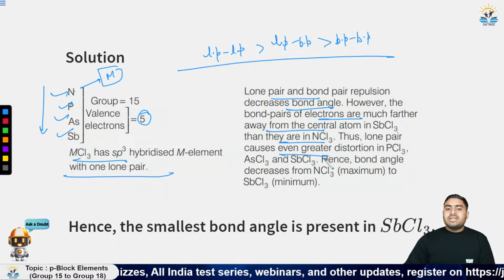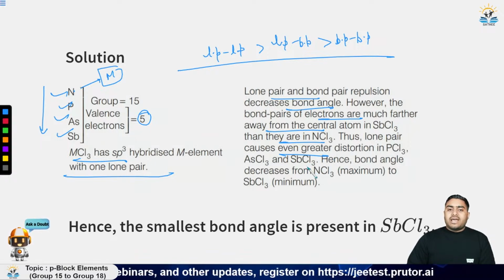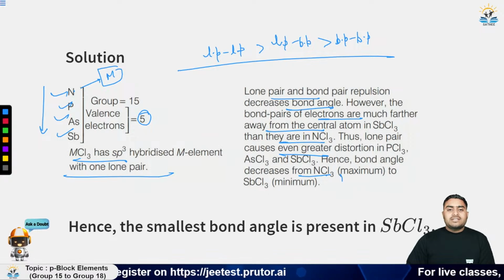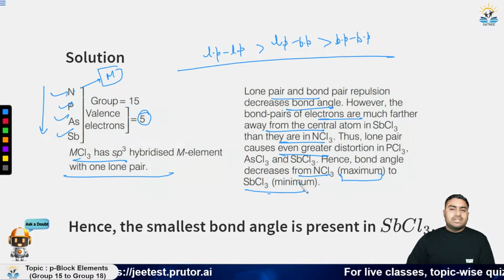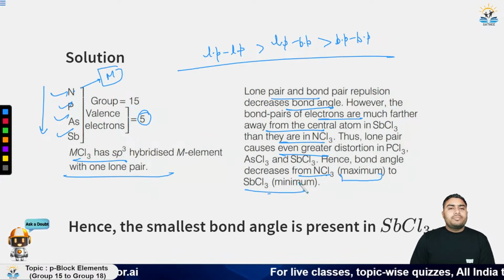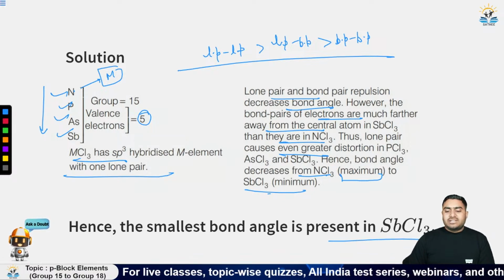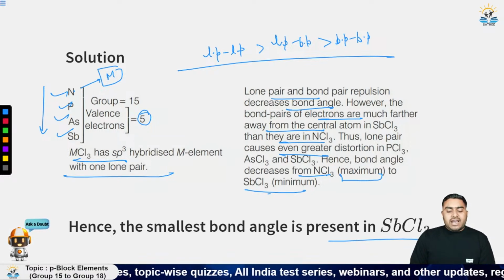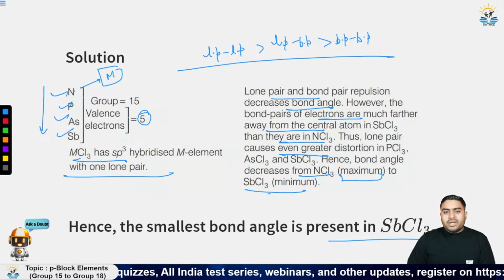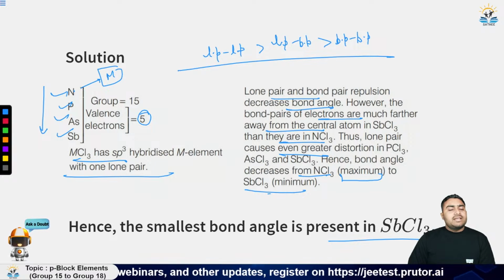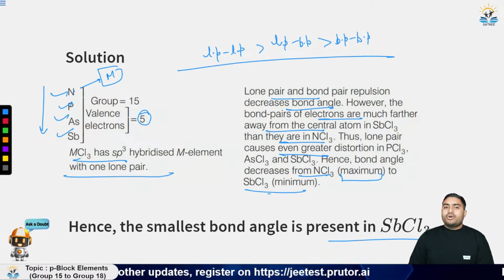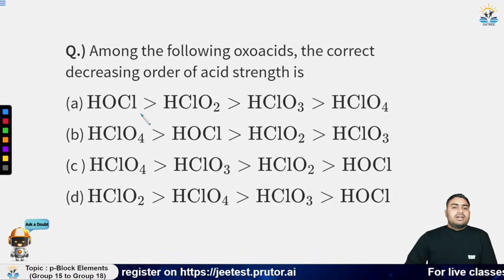Thus the lone pair causes even greater distortion in PCl3, AsCl3 and SbCl3. Hence bond angle decreases from NCl3. NCl3 has the maximum bond angle down to SbCl3, and the answer will be C. So the smallest bond angle is present in SbCl3, which is antimony trichloride. Lone pair causes even greater distortion in PCl3, AsCl3 and SbCl3. I hope you are getting this point. This is very interesting. Next question.